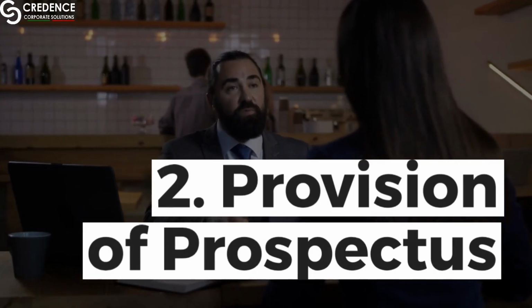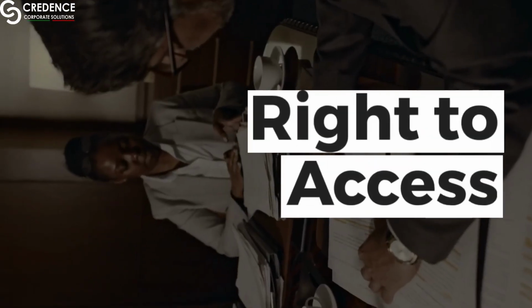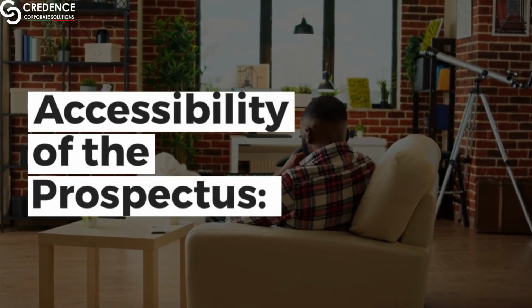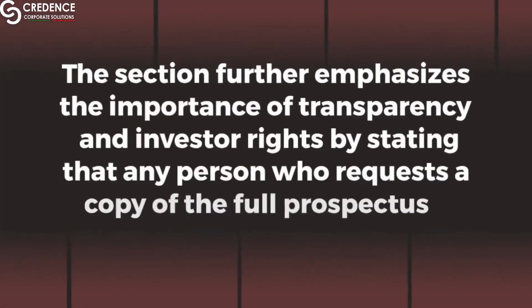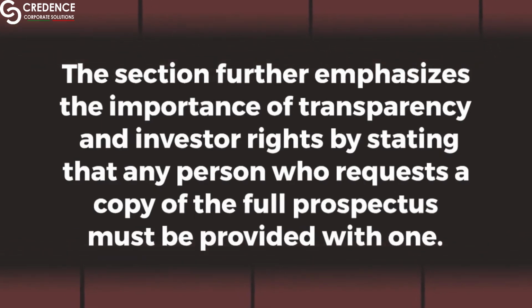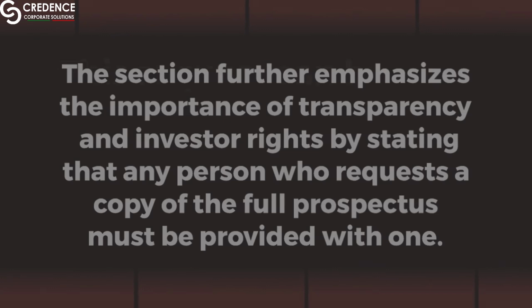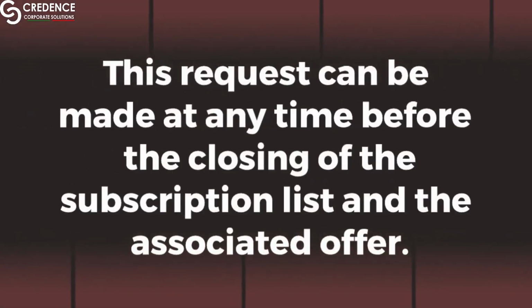2. Provision of prospectus. Right to access. Accessibility of the prospectus. The section further emphasizes the importance of transparency and investor rights by stating that any person who requests a copy of the full prospectus must be provided with one. This request can be made at any time before the closing of the subscription list and the associated offer.